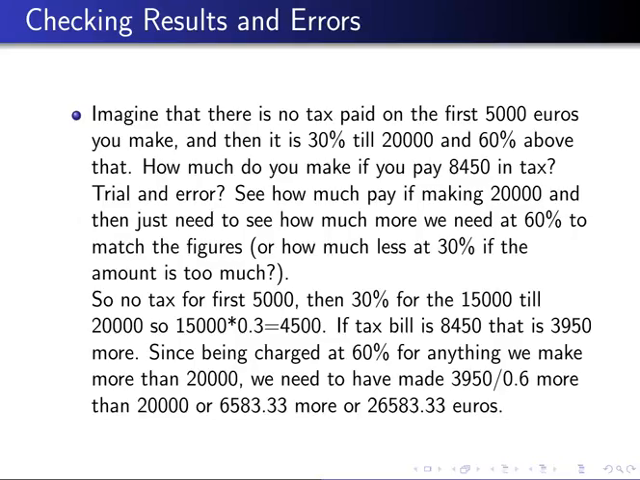Or we need to have made 26,583 euros and 33 cents in order to have been given a tax bill of 8,450. And you can check that by working out how much tax you would need to pay if you made 26,583.33, and that should result in 8,450.